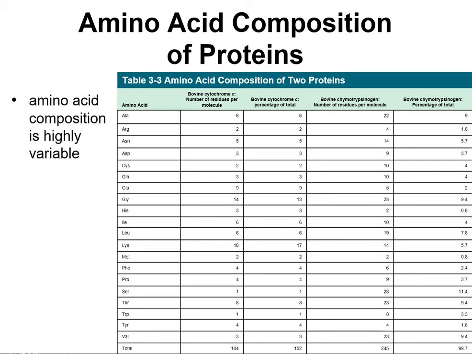We also have chymotrypsinogen in this table. And we're looking at these two proteins and their composition. You know, how many alanines, how many arginines, how many asparagines, all of that. Wildly different. Highly variable. That's all this slide says.